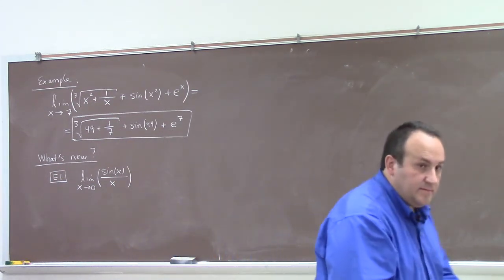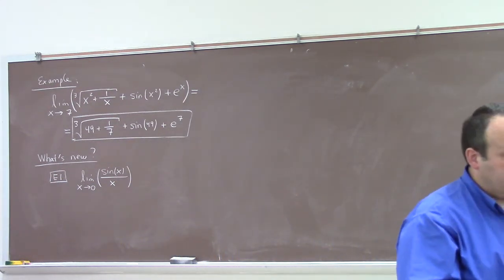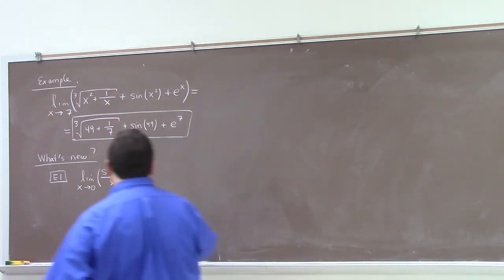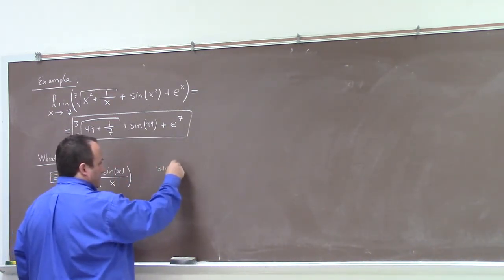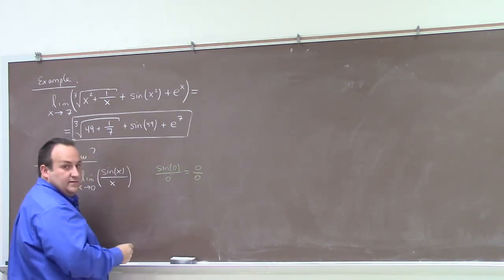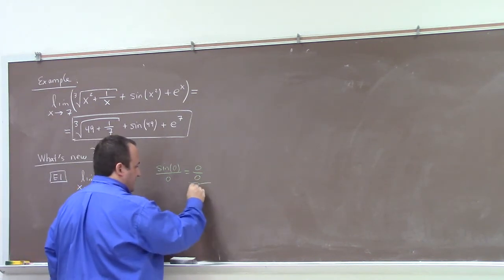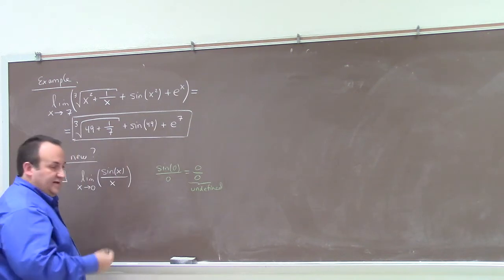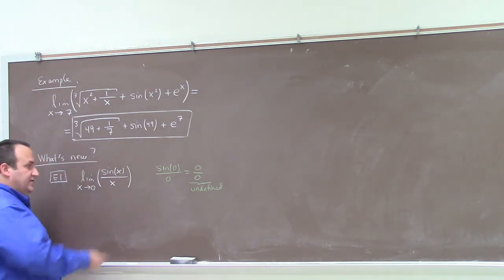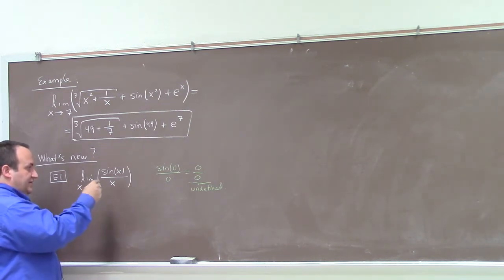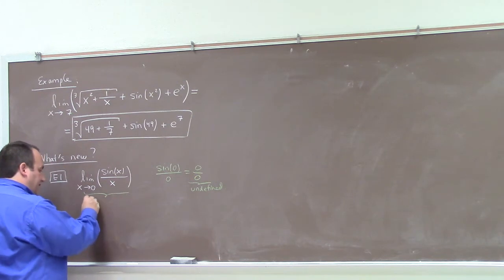Try plugging in the limit point into the expression. What happens? Yeah, we get sine of 0 over 0, which is 0 over 0. This is undefined, right? That is not something that arithmetic allows for. So this is our first encounter of an expression that is said to have indeterminate form.